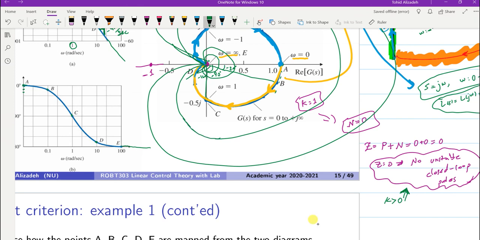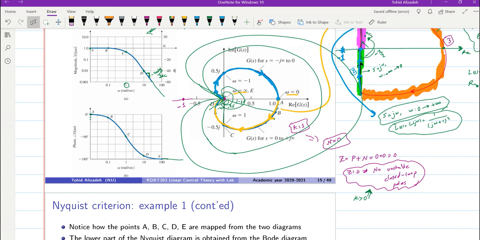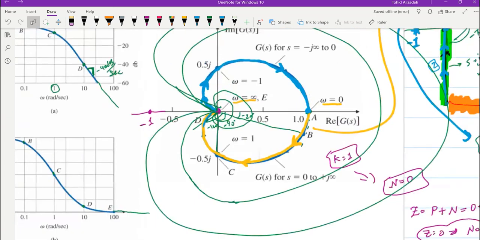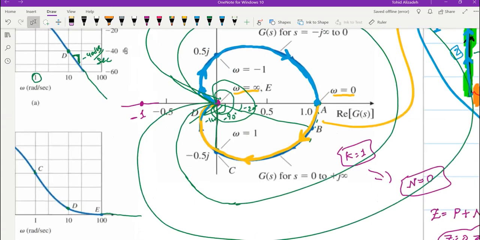For the negative values of k, the Nyquist plot will be inflated, or it will become shrunk, but we would need indeed to take into account the effect of the minus sign that we introduce.